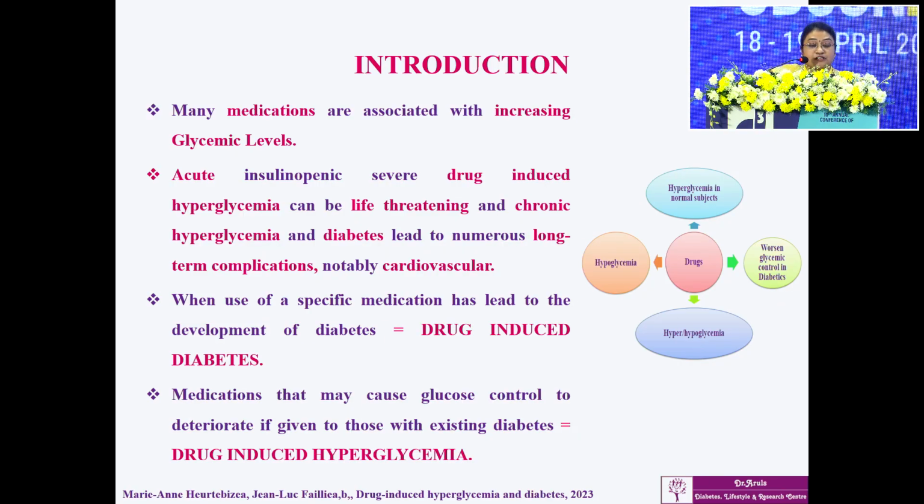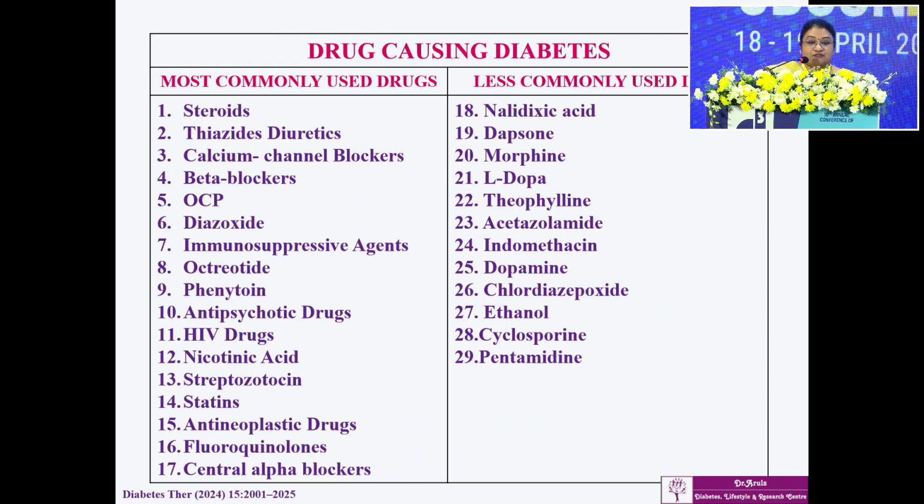So when use of a specific medication leads to the development of diabetes, we can coin the term drug-induced diabetes. And if medications cause glucose control to deteriorate in patients already having diabetes, then we call it drug-induced hyperglycemia. Here I have a list of drugs, the most commonly used ones and less commonly used ones. New drugs keep getting added every day. So the most commonly used drugs are the ones I will be discussing today.